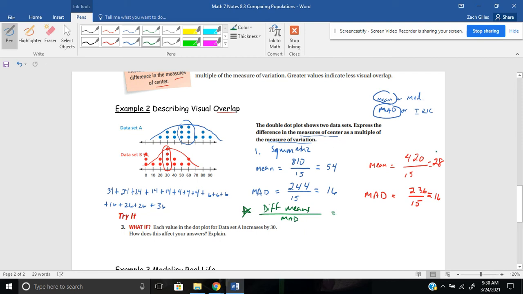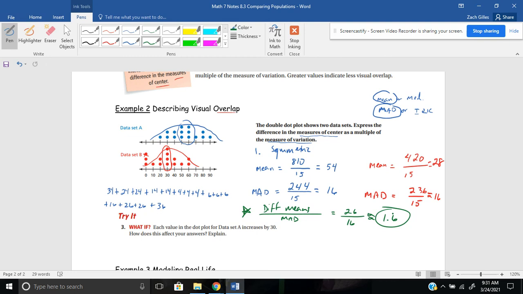So what's the difference in our means? What's 54 minus 28? Well, that'd be 26, divided by the mean absolute deviation, which we found was 16. 26 divided by 16 would give you about 1.6. So what does that mean? That means that the difference in the averages is about 1.6 times the mean absolute deviation.